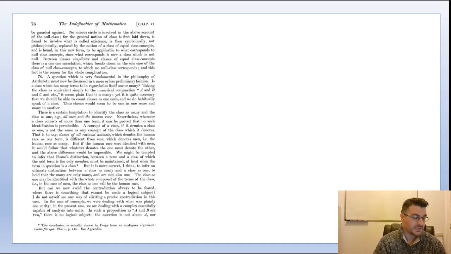Okay, 74. A question which is very fundamental in the philosophy of arithmetic must now be discussed in a more or less preliminary fashion. Is a class which has many terms to be regarded as itself one or many? Taking the class as equivalent simply to the numerical conjunction A and B and C and etc., it seems plain that it is many. Yet it is quite necessary that we should be able to count classes as one each, and we do habitually speak of a class. Thus classes would seem to be one in one sense and many in another.